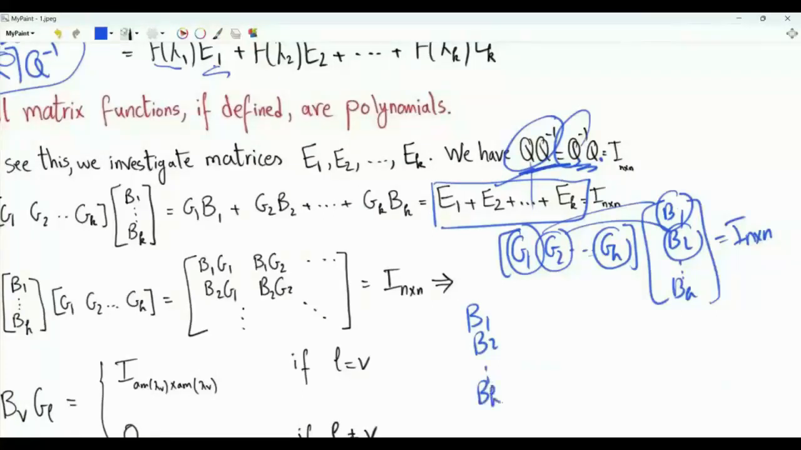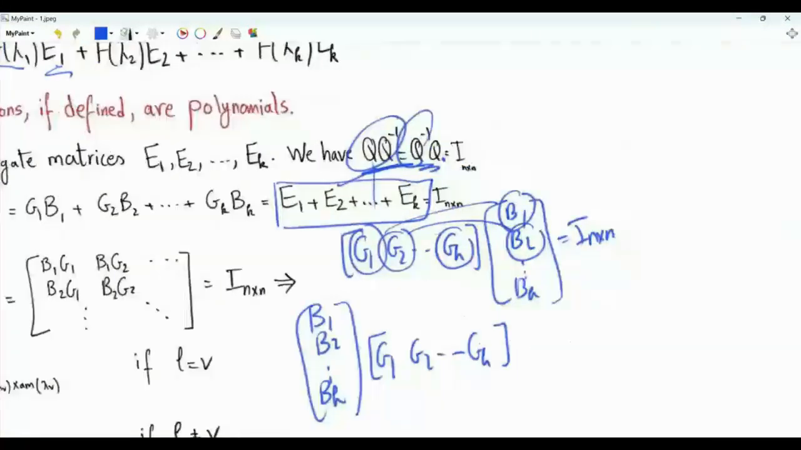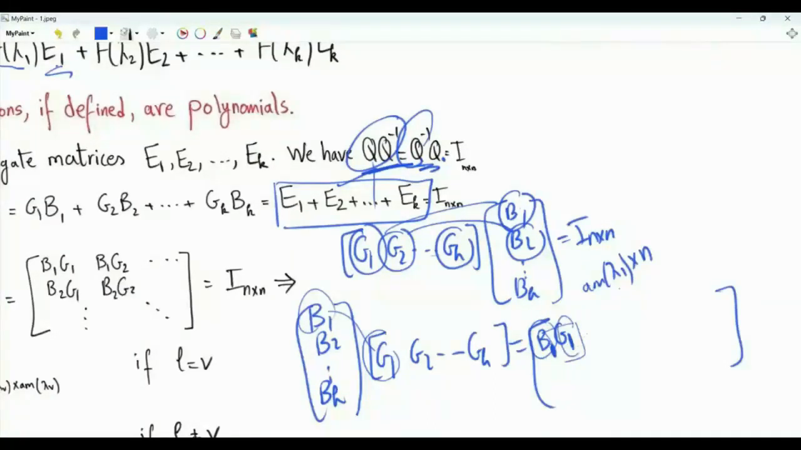B1, B2, all the way to Bk. This is Q inverse. Now let's multiply by Q. This is G1, G2 to Gk. This is also equal to identity. If we do this product, then we get a matrix, and this matrix is n by n. The block that we have here is B1 times G1. Let's remind ourselves of the sizes. B1 is a matrix with a number of rows that is equal to the multiplicity of the eigenvalue lambda 1, and then the number of columns is equal to n. So this is the multiplicity of lambda 1 by n. G1, on the other hand, is n by the multiplicity of lambda 1. This block is a square matrix of size the multiplicity of lambda 1 by the multiplicity of lambda 1.